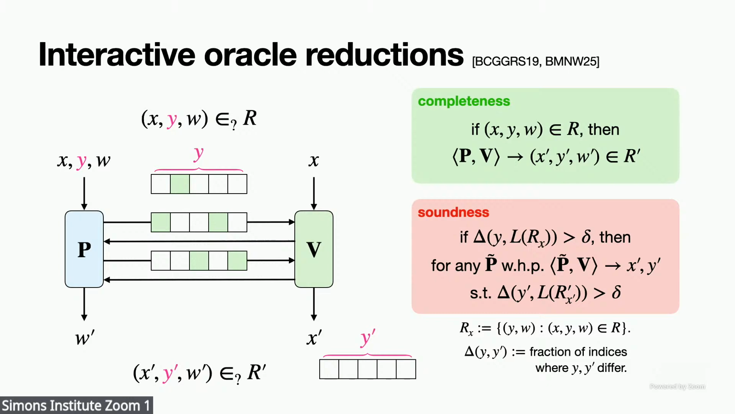Another way to think about it is that we're building a reduction for some promise problem where either the instance is in the language or it's really far from the language. Okay. Any questions? Cool.